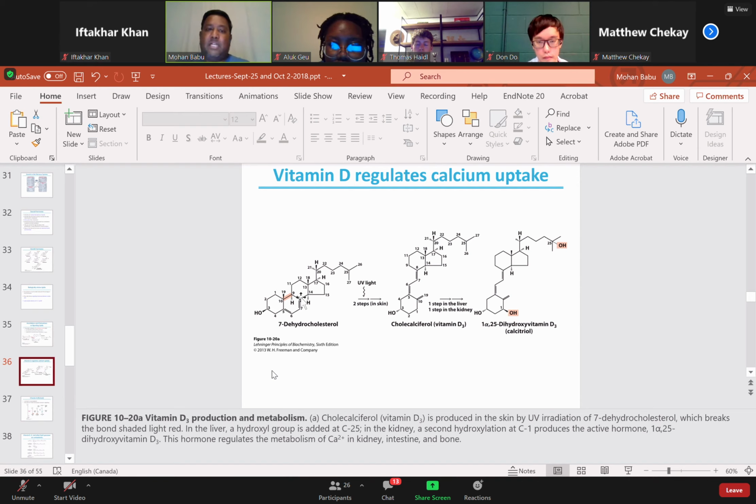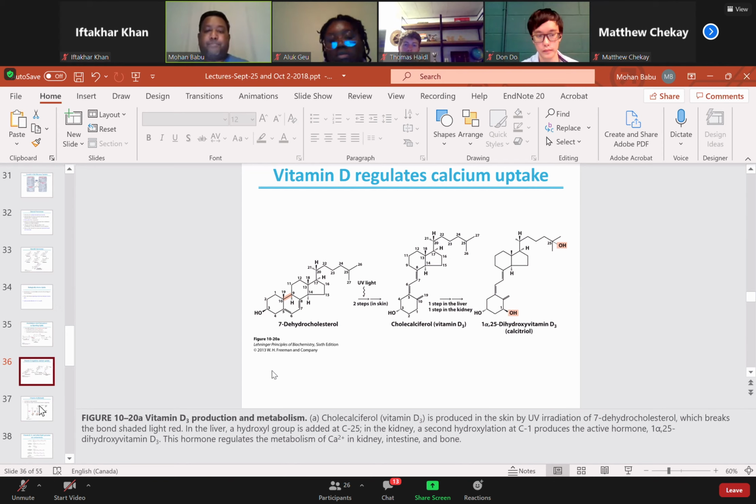To repeat again, calciferol, vitamin D3, comes from dehydrocholesterol. Upon UV light, this bond breaks, which leads to calciferol, and then at carbon 25 a hydroxyl group is added. Sorry, that hydroxylation happens in the liver, and then in the kidney the carbon 1 hydroxylation happens. That produces an active hormone called calcitriol, which regulates the metabolism of calcium in kidney, intestine, and bone. This is how vitamin D regulates calcium uptake.